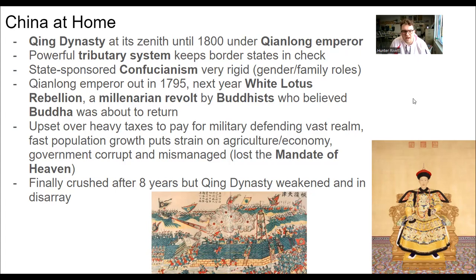The Qianlong Emperor, however, will be out in 1795. It is the next year that the White Lotus Rebellion begins. This is a millenarian revolt. It's led by Buddhists, and it is an apocalyptic one. They believe that the Buddha was to return and start his new reign on earth.